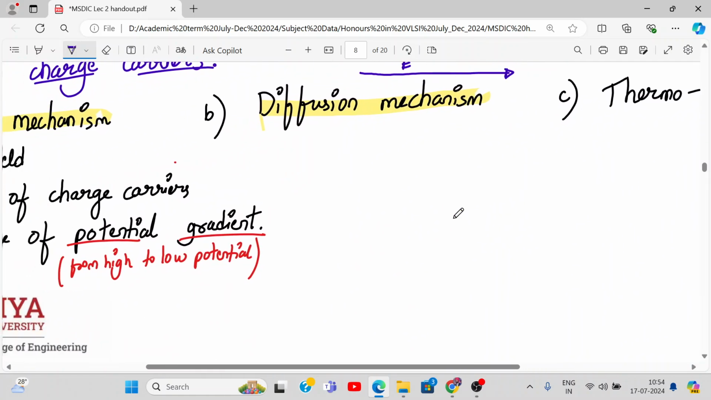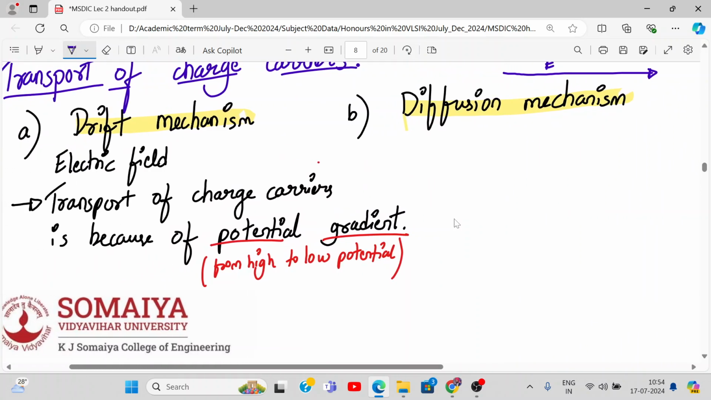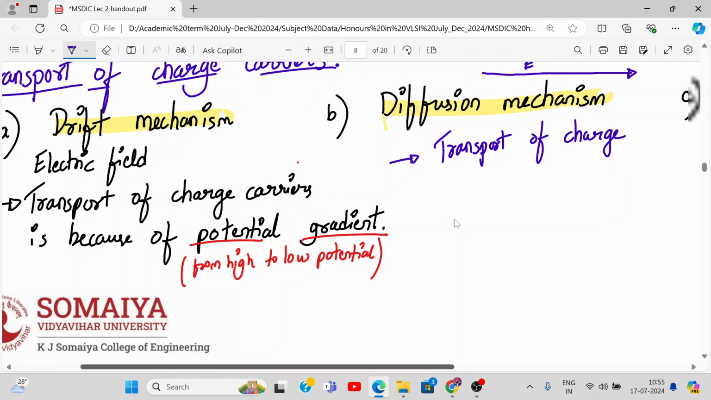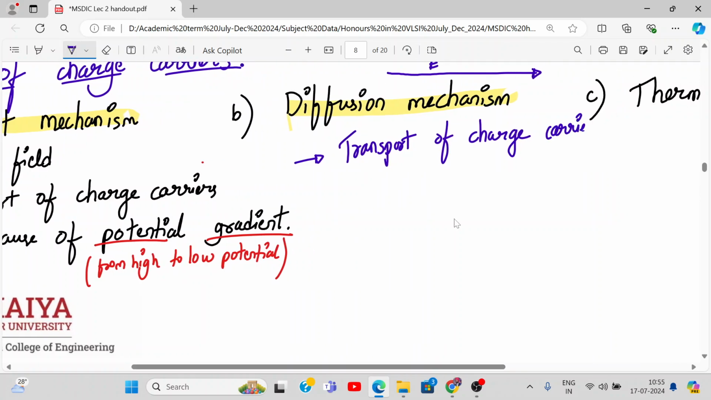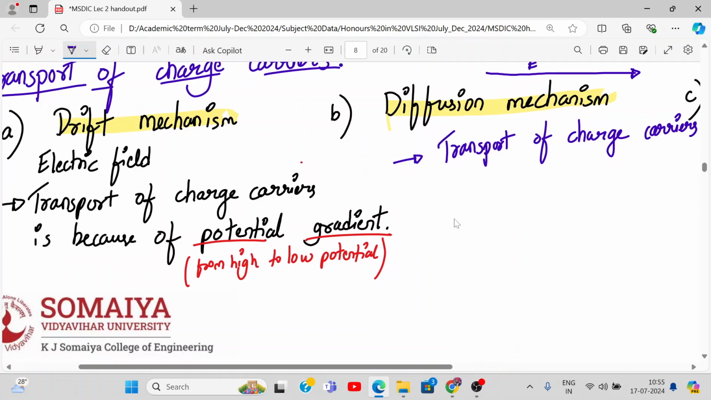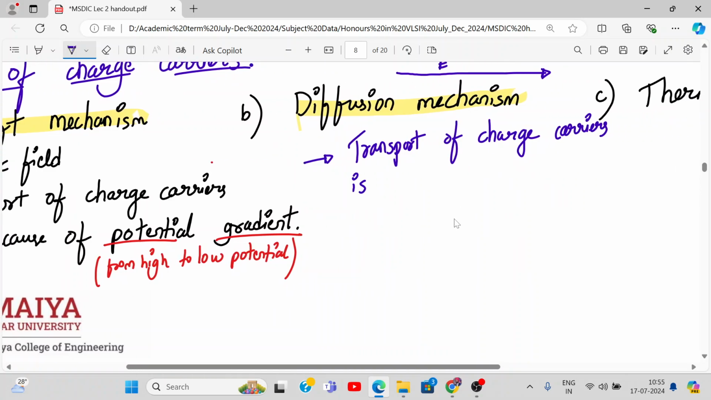Okay, great. Now, let's talk about the diffusion mechanism. Under diffusion in semiconductors, current also flows because of diffusion. Here the transport of charge carriers, and transport of charge carriers means the current flow, is because of concentration gradient.